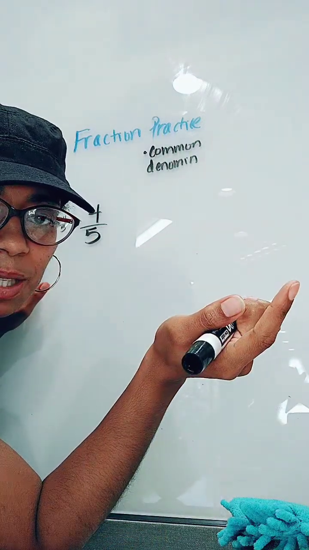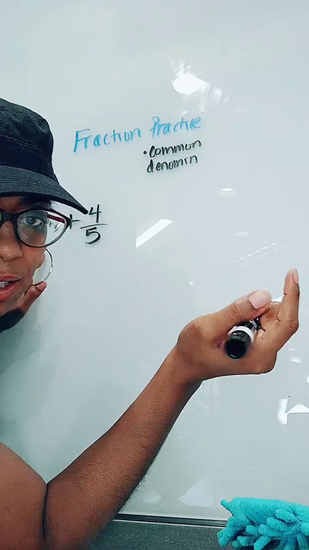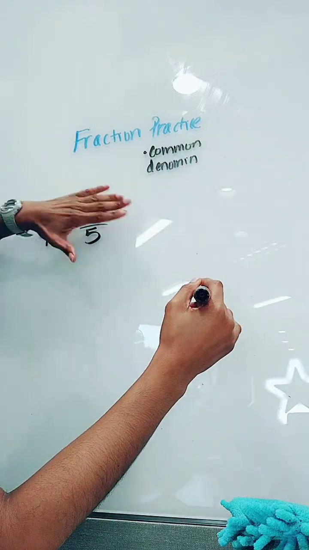All right, so right here, when we get the common denominator. Oh, wait, somebody asked me, how did I get the 5? Yes, okay, unicorn. Real quick, hold on, pause.